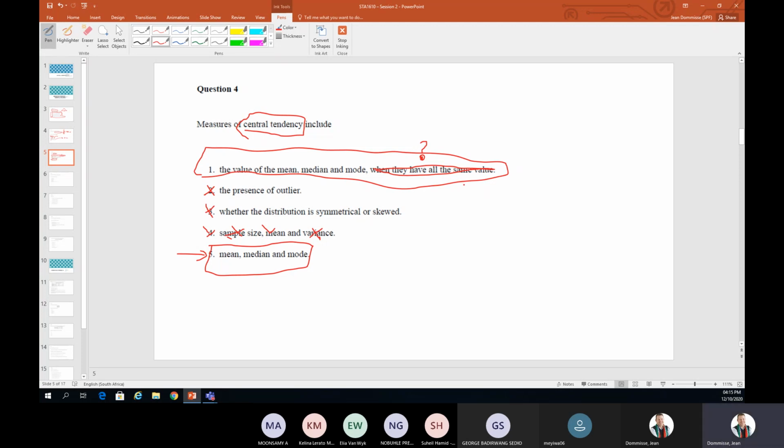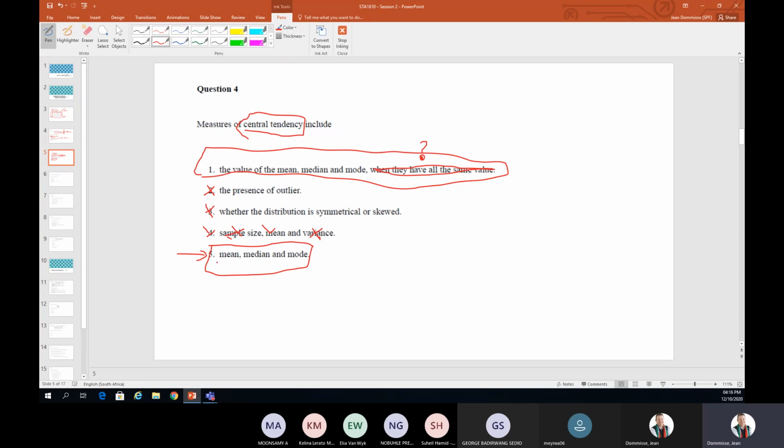Option 1 would have been correct if you needed to know if something is symmetrical or not. But just for central tendency, you only want to know what the mean, median, and mode is. It doesn't need to be exactly the same if you just want to know the 3 measures.